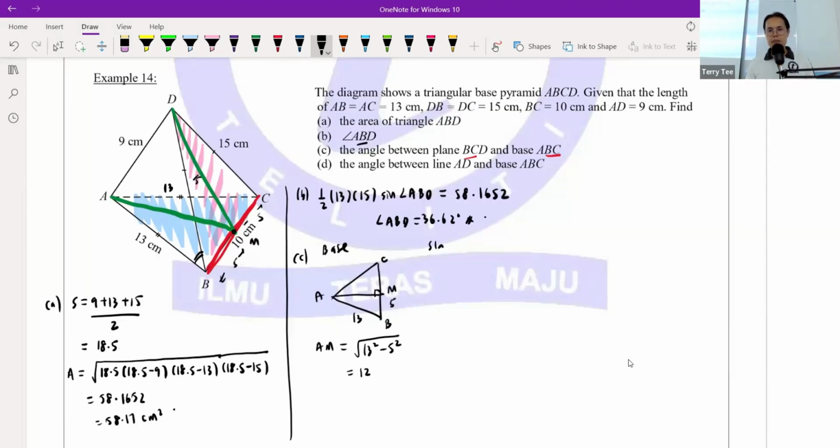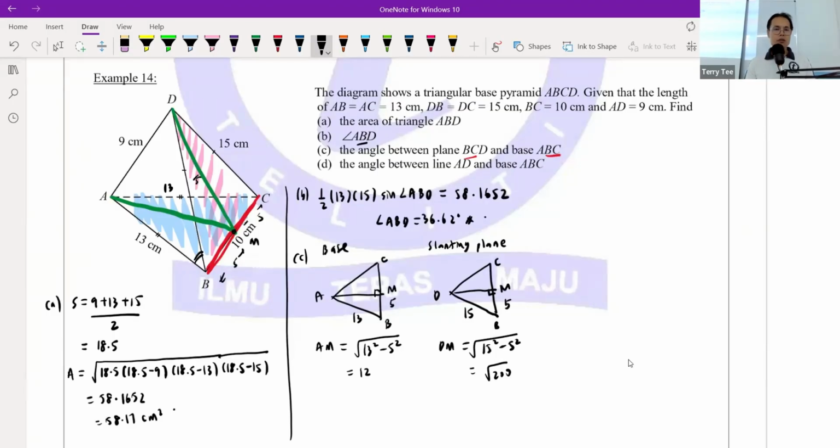Then you have a slanting plane of BCD. Let me just draw it like this. This is B, this is C, this is D. This is 15. This is 90 degrees here. This is N. This is 10. This is 5. So what is DM? DM will be the square root of 15 square minus 5 square, which is 225 minus 25, 200, right?